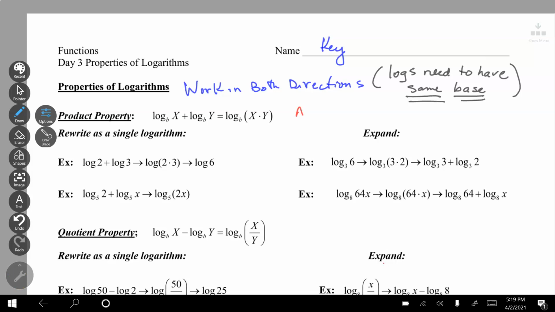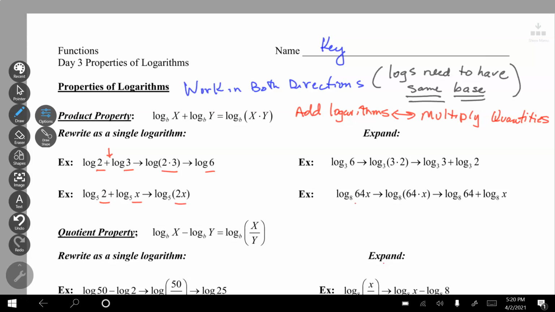In other words, when we add logarithms, we can multiply the quantities that you see with the logarithms. Okay, and it works both directions. So when I have log of 2 plus log of 3, I'm adding. So 2 and 3 can be multiplied together, and I get 6. Or log base 5 of 2 plus log base 5 of x, 2 and x are multiplying each other, you get 2x. But it does work in the reverse direction.